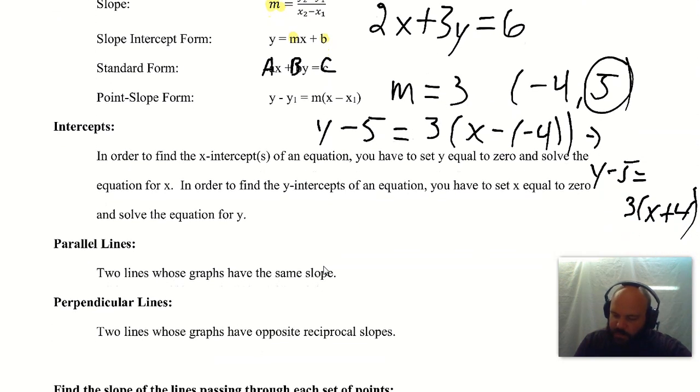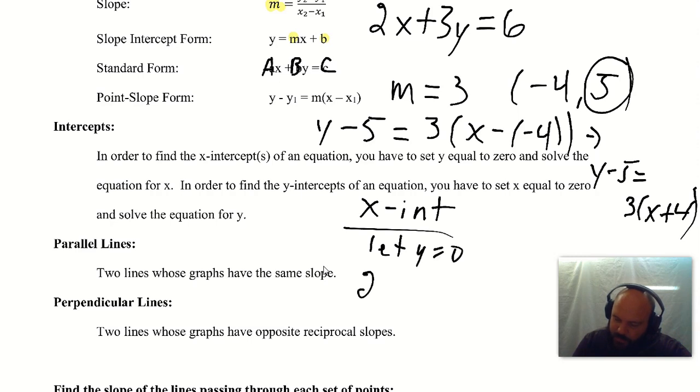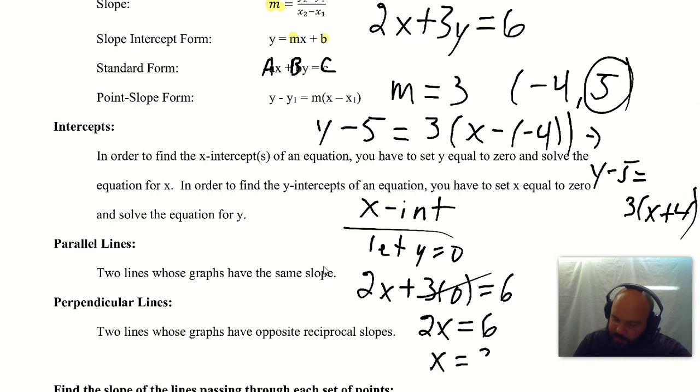So if we start with 2x plus 3y equals 6, if I want to find the x-intercept, I'm going to let y equal 0. So it's going to be 2x plus 3 times 0 equals 6. So the 3 times 0 goes away, and you're simply left with 2x equals 6, which gives me x equals 3. So what that tells me about that equation, 2x plus 3y equals 6, is this equation will cross the x-axis at 3.